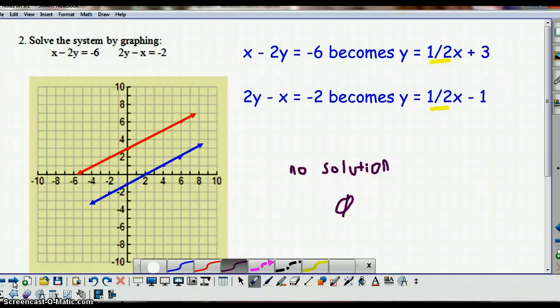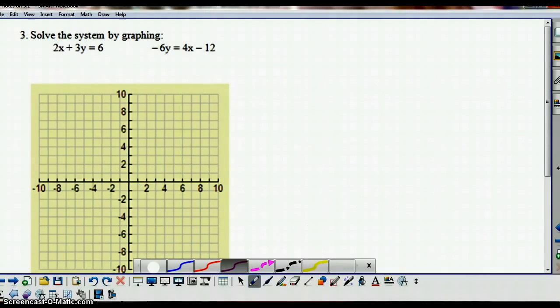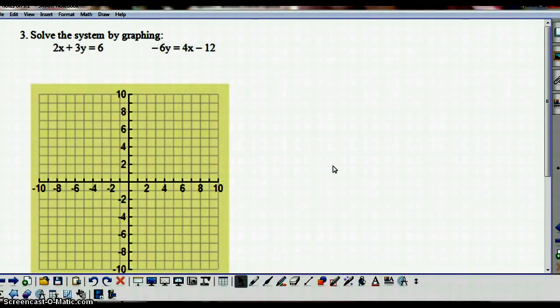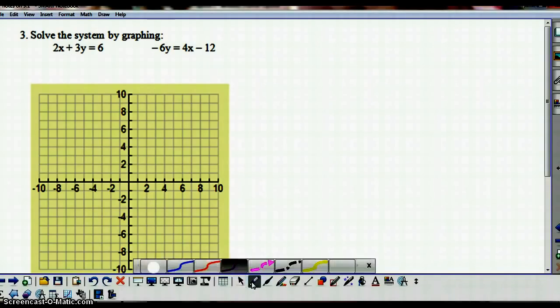Alright, let's take a look at one last example. Here we're going to solve the system by graphing. And let's see what we've got here when we solve these for y. Oh, we don't actually have anything when we solve these for y. Let me see. This time I think I'm going to use the x and y intercepts. So when x is 0 here, y would have to be 2. And if y is 0, x would have to be 3.